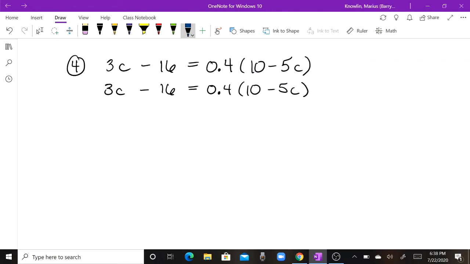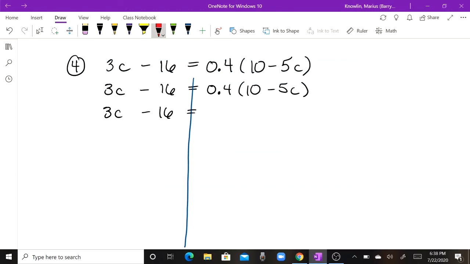Now, second, we want to divide our equation into two sides. We have a left side and a right side. On the left side, we can't do anything yet, so we can just bring everything down. That's 3c minus 16 on the left side.